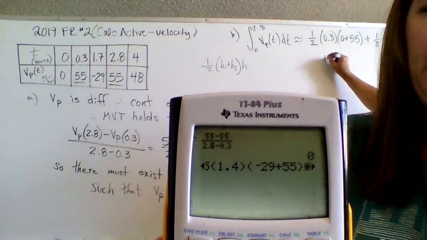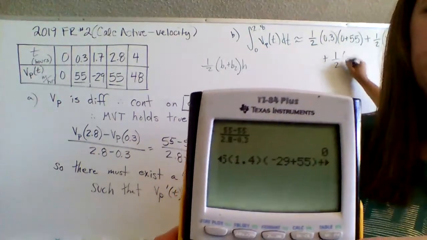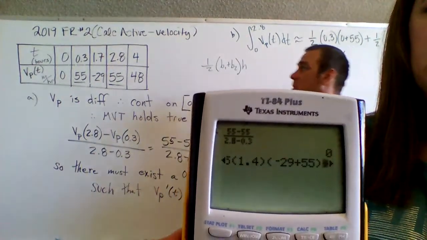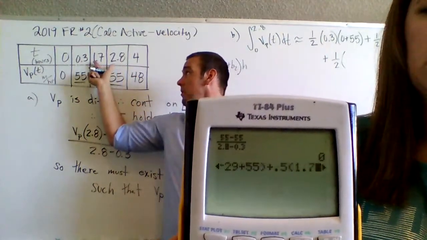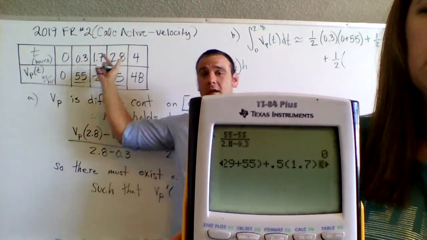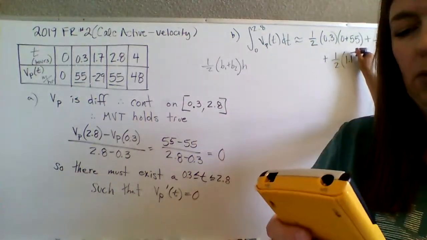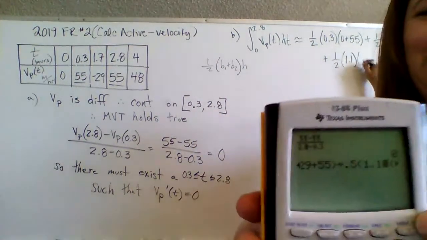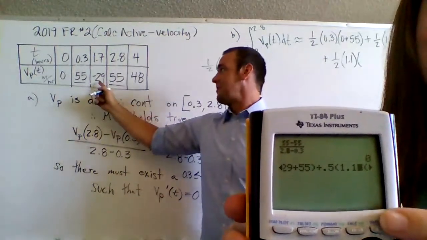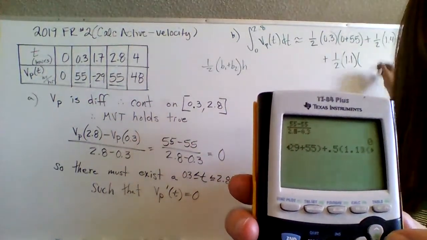Looks like I ran out a little bit of space here, plus 1/2. My next one, the height of the trapezoid is going to be 1.7 to 2.8, which is going to be 1.1. Oops, I put 1.7, 1.1. And our base 1 and our base 2 is going to be negative 29 and 55 again.